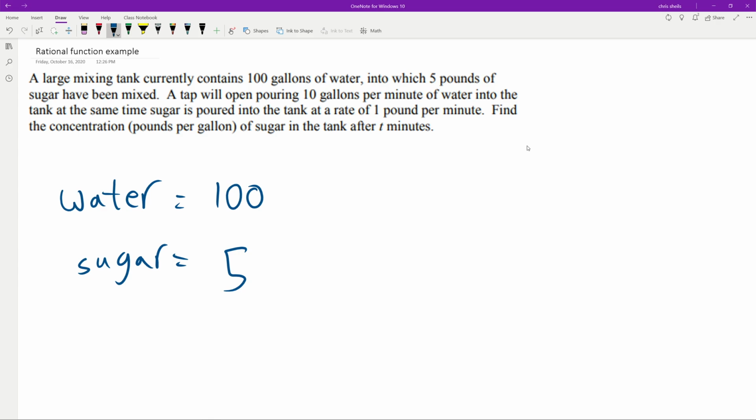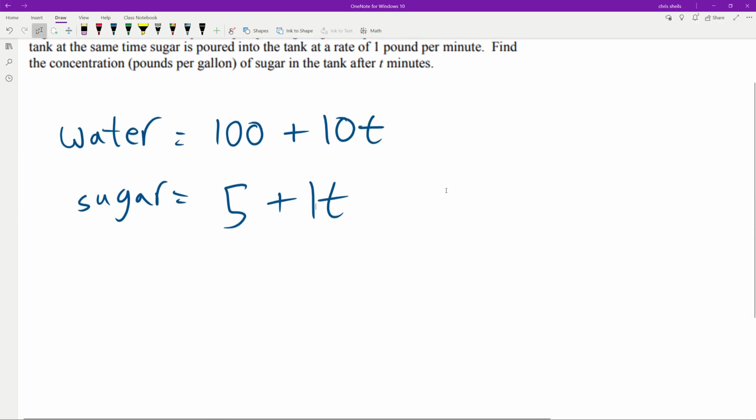A tap will open, pouring 10 gallons per minute of water into the tank. So 10 gallons of water are poured into the tank every minute. I'm going to write plus 10 times T, where T represents time in minutes. At the same time, sugar is poured into the tank at a rate of 1 pound per minute. So this is plus 1T for the sugar equation. Really, I could write this as just plus T, because if I'm multiplying something by 1, I don't have to write the 1.